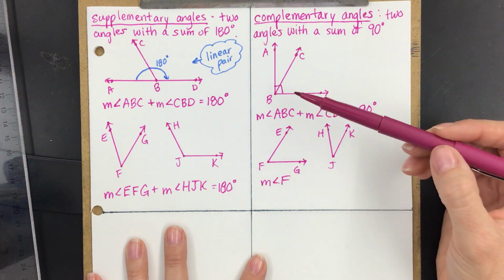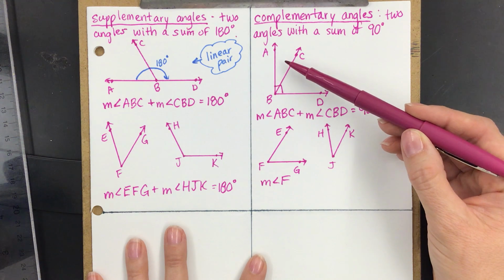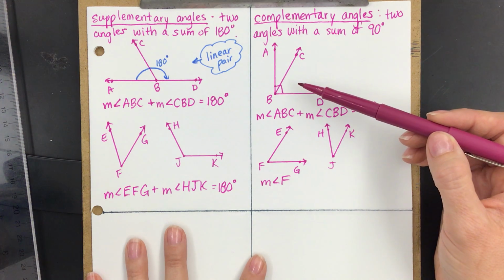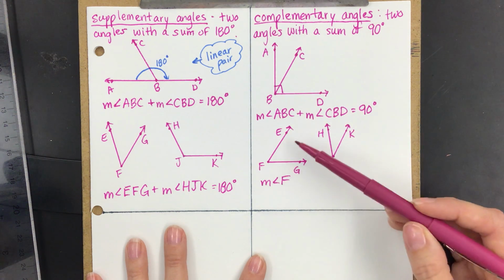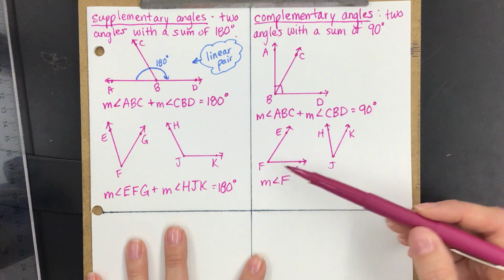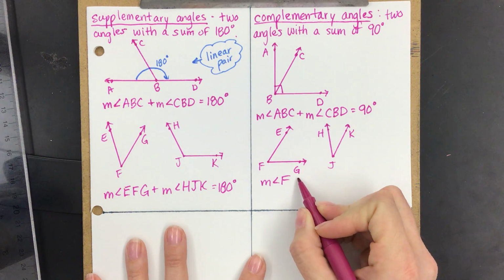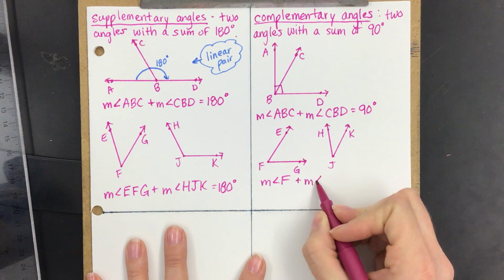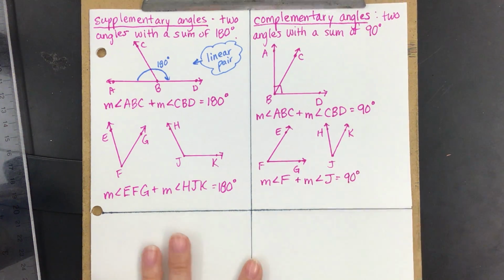But I couldn't have done that here, because then you would be saying that this is angle B and this is angle B, and you have to be able to distinguish between the two. So I can only do that when I have an angle floating out in the middle of nowhere with no other angles around it. So this could be called angle F, so the measure of angle F plus the measure of angle J is going to be 90 degrees.